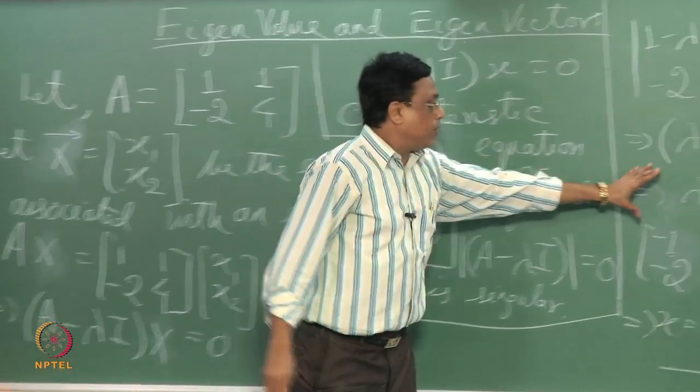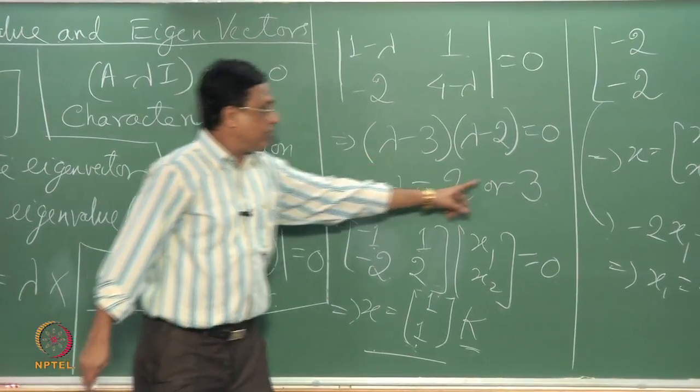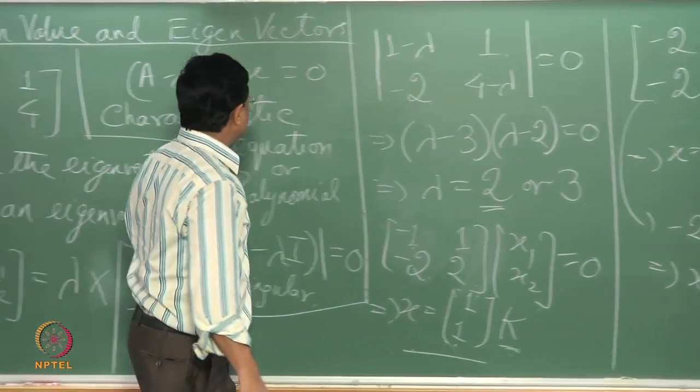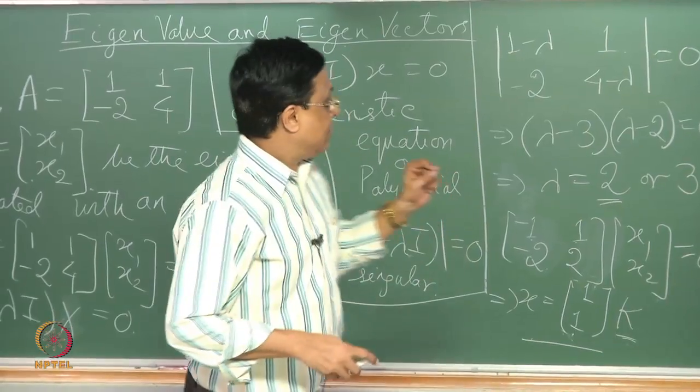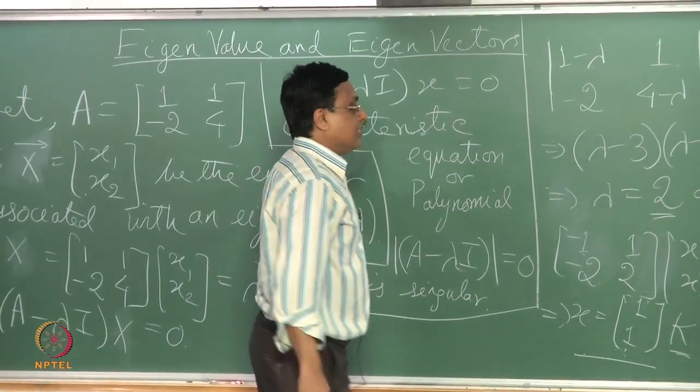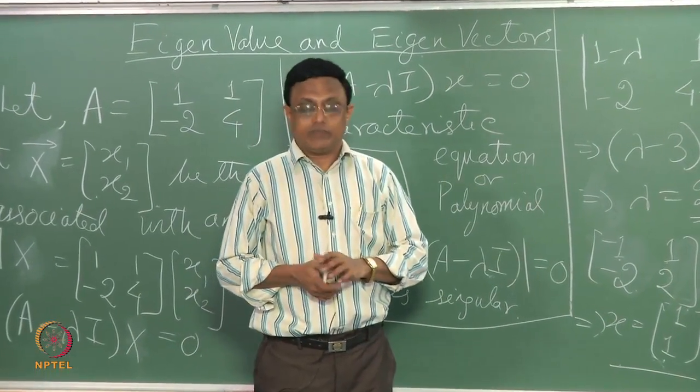So this is a very simple method where you solve for the eigenvalues and look for the eigenvectors which satisfy this. Next, we will take an example where the size of the matrix A is 3 cross 3.